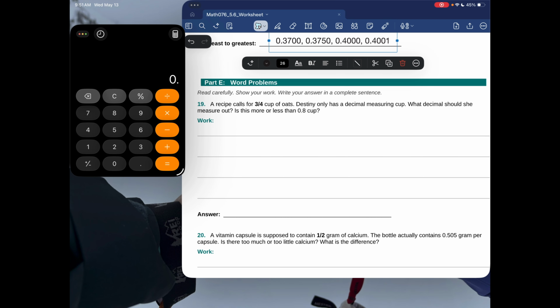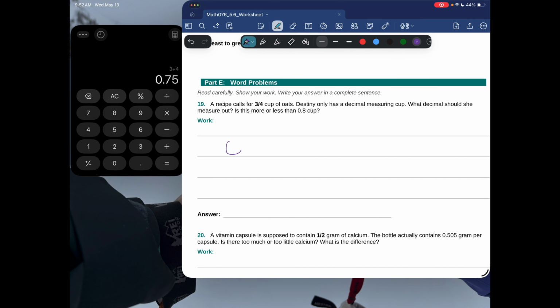Okay, how much is 3/4 in decimals? 3 divided by 4 in decimals is 0.75 cups. And is that more or less than 0.8 cups? Well, that is less. If I put a 0 on the end of the 8, it is easier to see. This is less.